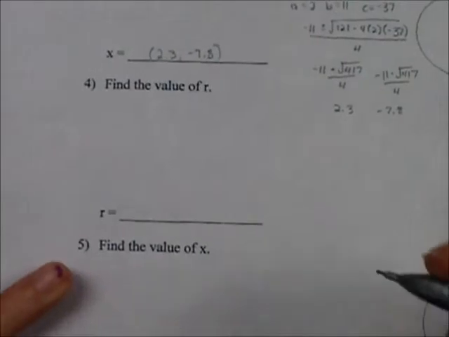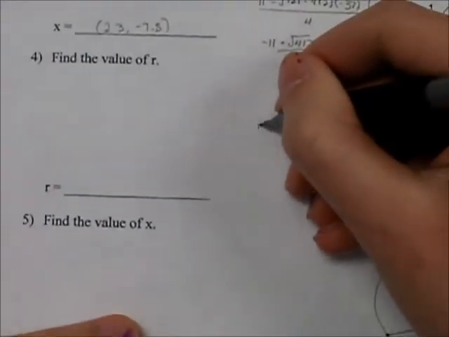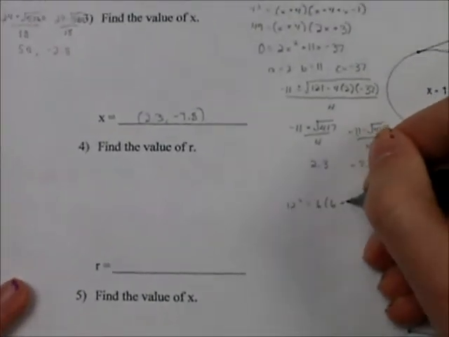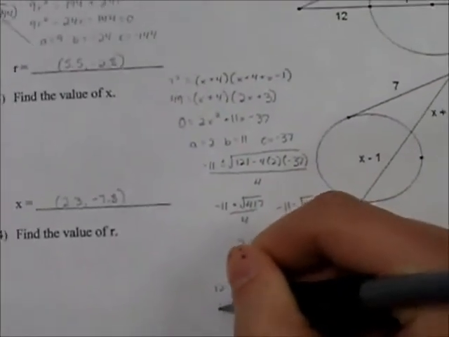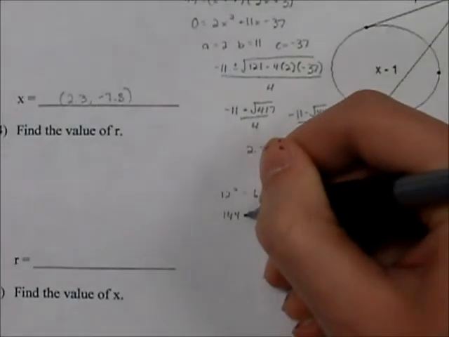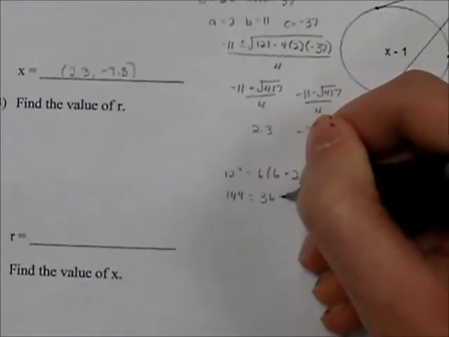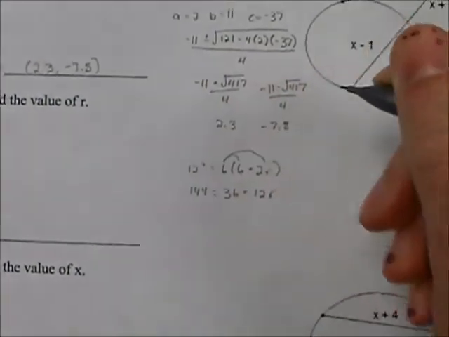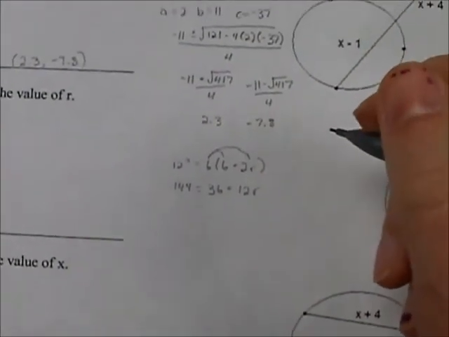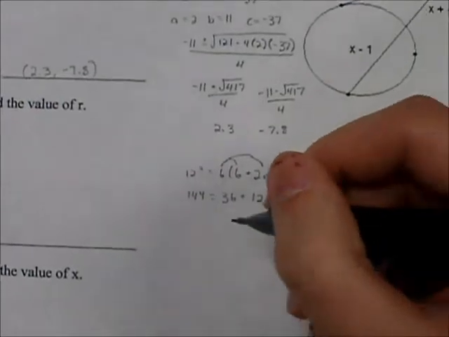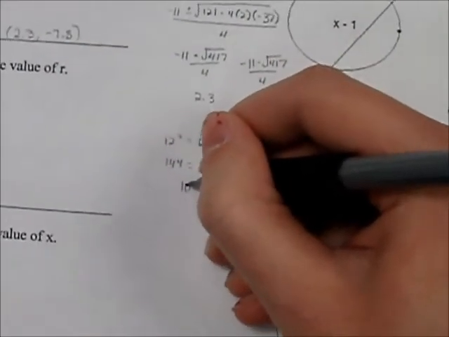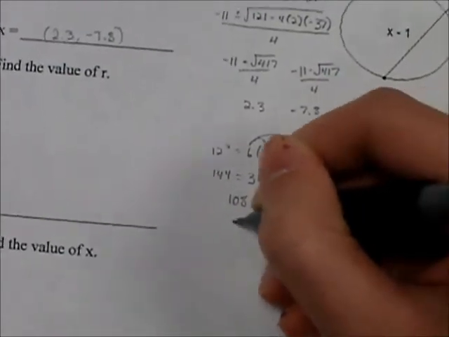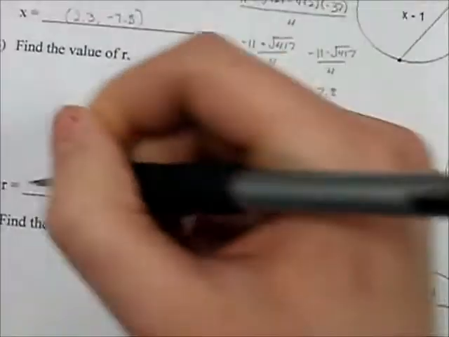Number 4. Our formula is 12 squared equals 6 times (6 plus 2r). So we distribute the 6. So 144 equals 36 plus 12r. And subtract the 36 from 144. So we have 108 equals 12r. Divide by 12. And r equals 9.